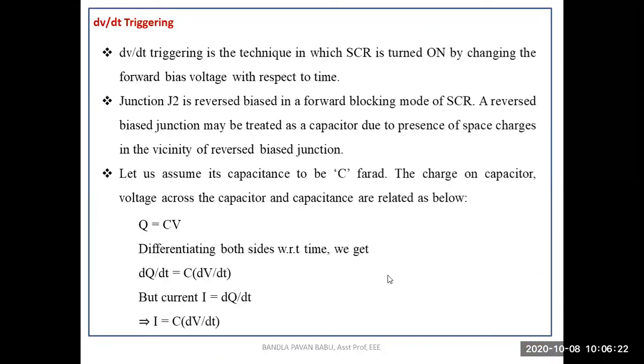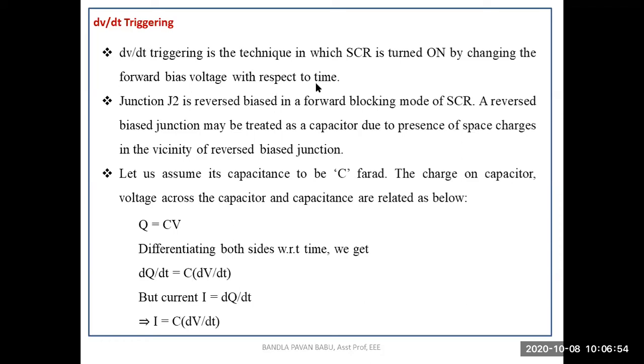Next we'll enter into dV by dt triggering. dV by dt means the rate of change of voltage with respect to time. So dV by dt triggering is the technique in which the SCR is turned on by changing the forward bias voltage with respect to time. Again, it has to be in the forward blocking state, that means anode is positive and cathode is negative. There is no control over the gate.